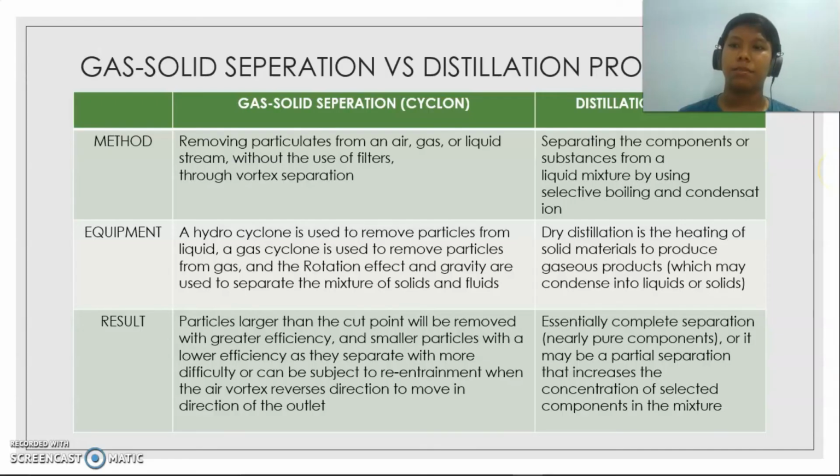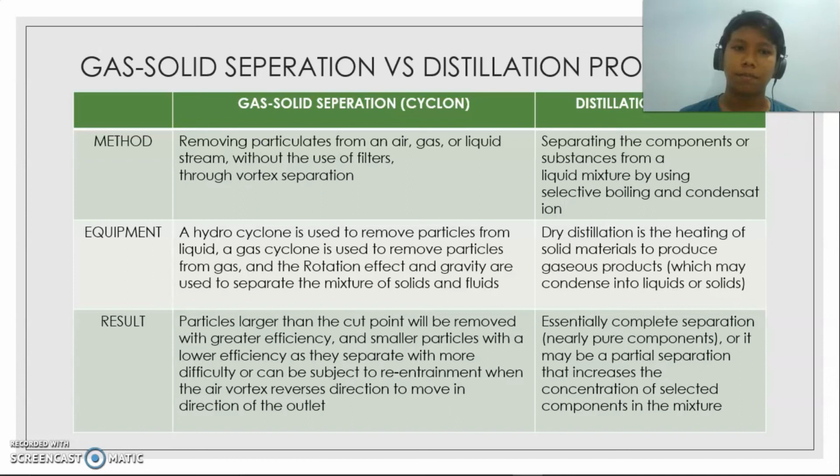Now I will talk about the difference between gas-solid separation and the distillation process. There are a lot of differences, but I will only talk about three things: the method, the equipment, and the result. For gas-solid separation, there are many technologies using this process, but one of them is the cyclone, so I choose the cyclone. The method used for the cyclone is to remove particles from an air, gas, or liquid stream without the use of a filter, through vortex separation.